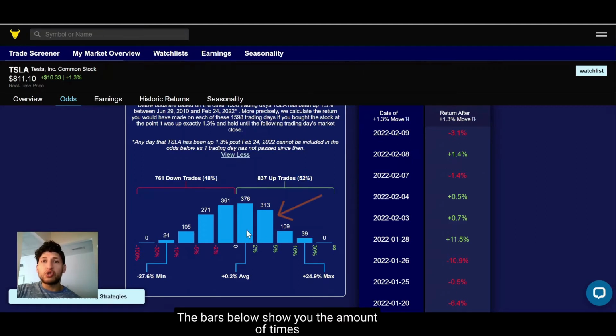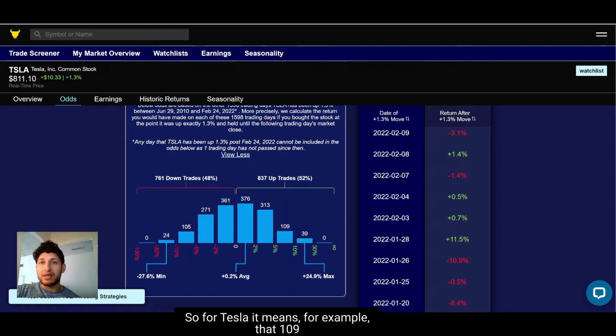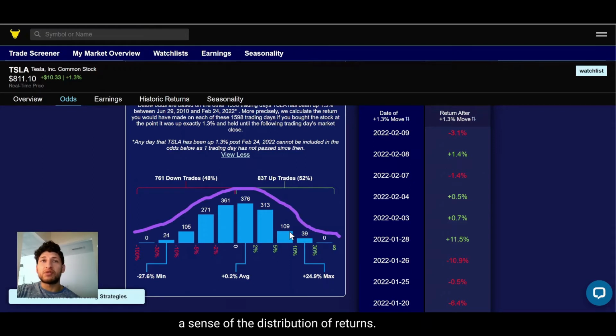The bars below show you the amount of times that your return would have been between the two numbers on either side of the bar. So for Tesla, it means, for example, that 109 times out of the 1,598 times, you would have made a profit of between 5 and 10%. The bars are sized according to the amount of occurrences that they represent, so you can quickly get a sense of the distribution of returns.